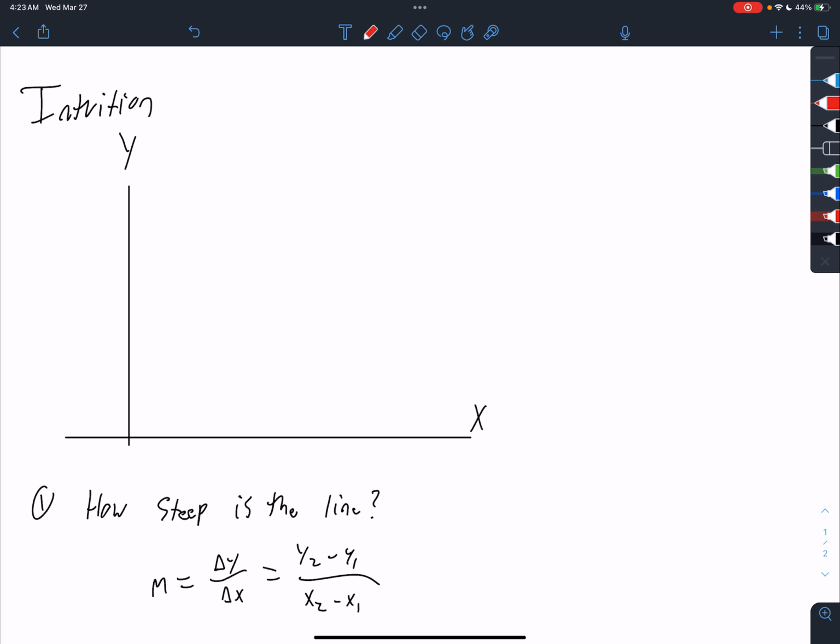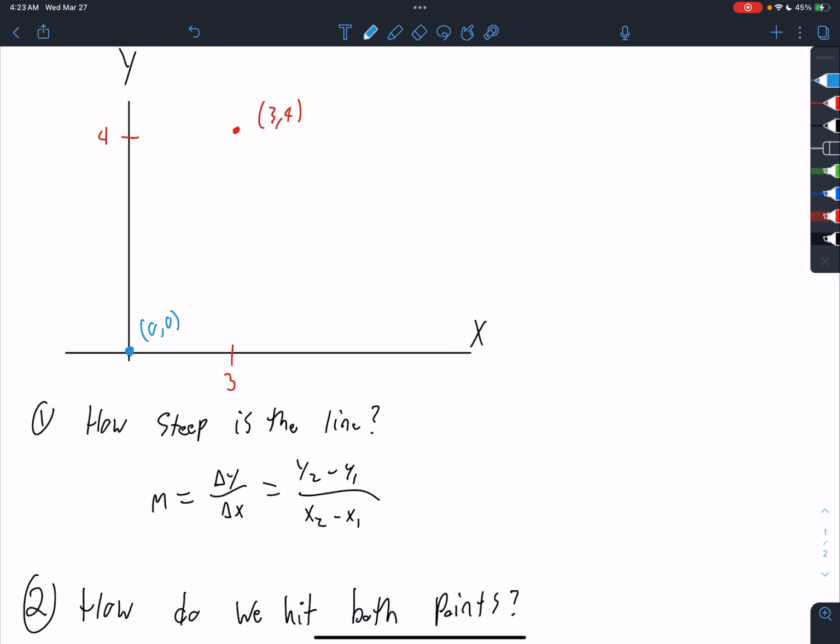We have our point, we'll say 3, 4. We have our point 3, 4. Well, if we pick the origin as 0, 0, then we know that everything is going to be relatively nice. And the reason why is because our x at 0, 0 is 0, and our y at 0, 0 is 0.